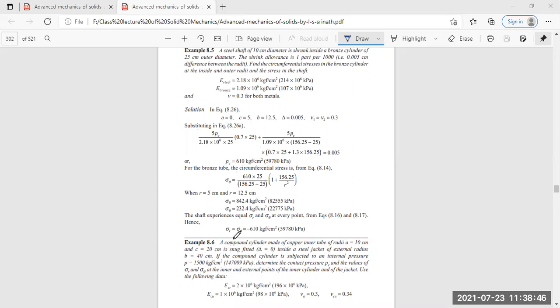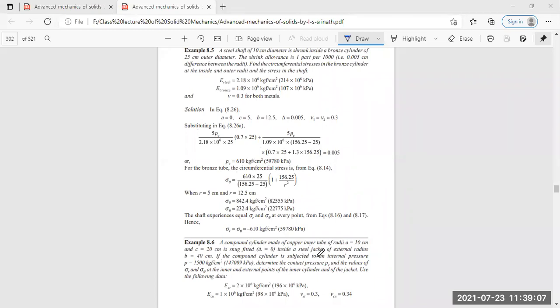Here, what we have is a compound cylinder made of copper inner tube of radius, say A, which is equal to 10 centimeter, and C, which is equal to 20 centimeter. And it is snug fitted, where delta is equal to 0. Snug fitted means inside a steel jacket.